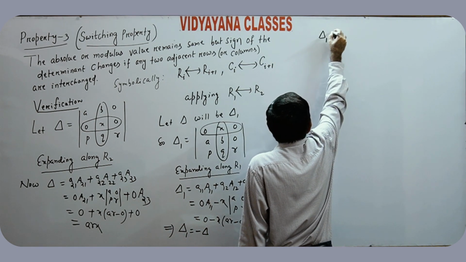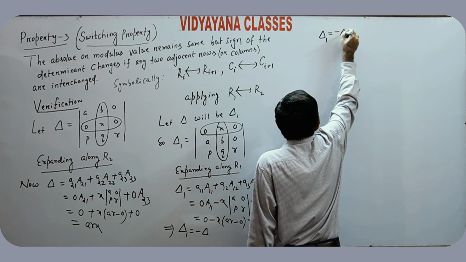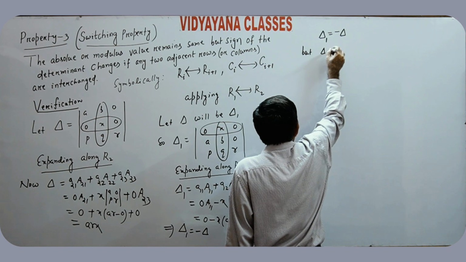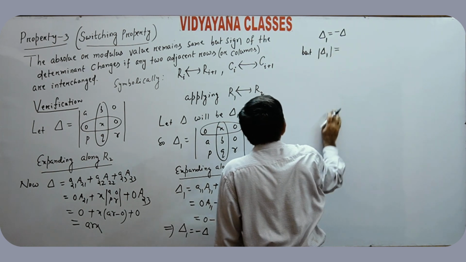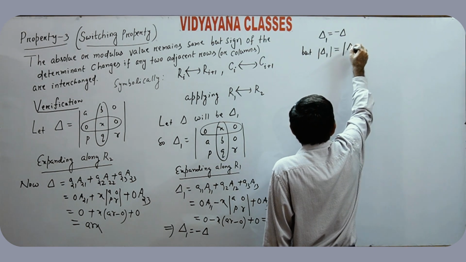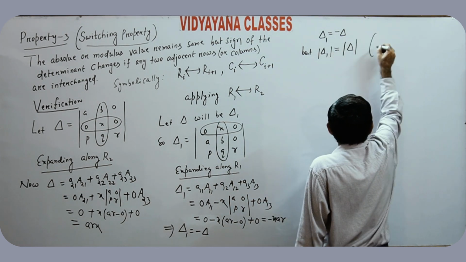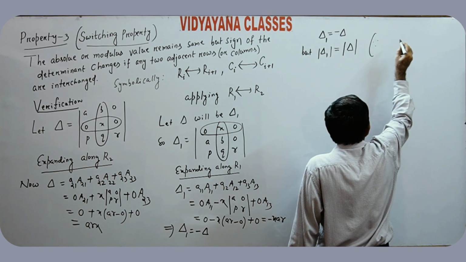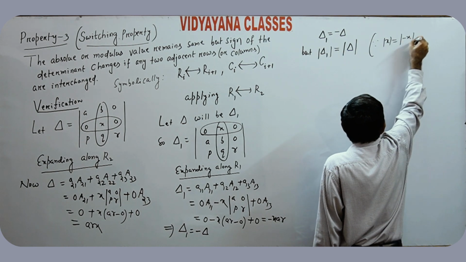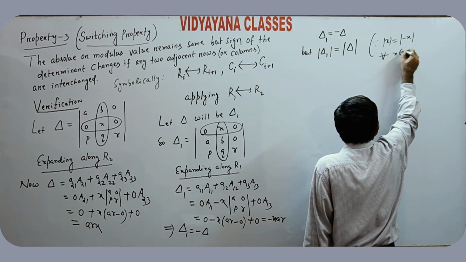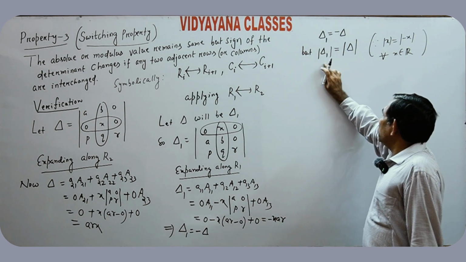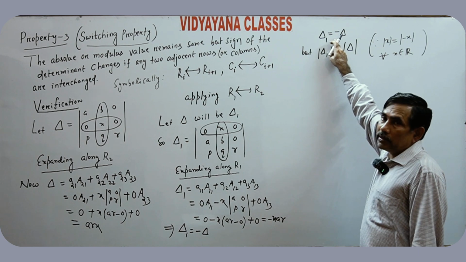Del 1 is equal to negative of del. But modulus of del 1 is equal to modulus of del, since it is defined by mod of x is equal to mod of minus x for all x belongs to R, the set of real numbers. The absolute value remains the same, but the sign changes.